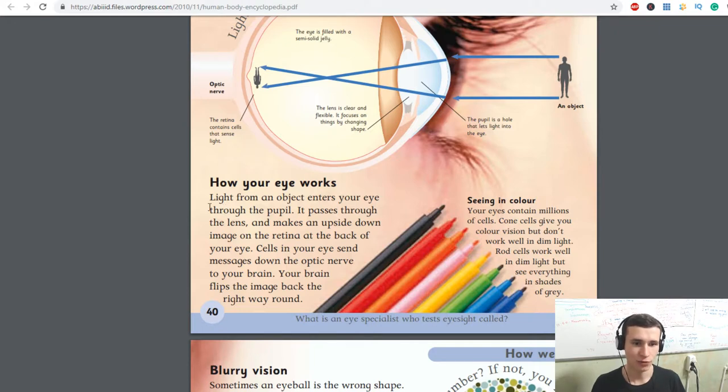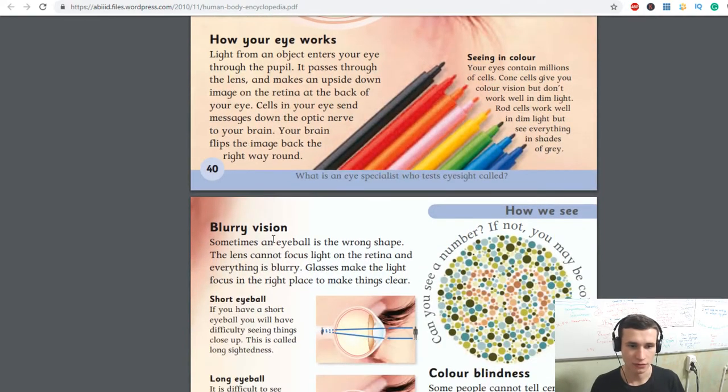How your eyes work. Light from an object enters your eye through the pupil. It passes through the lens and makes an upside down image on the retina at the back of your eye. Cells in your eye send messages down the optic nerve to your brain. Your brain flips the image back the right way around.